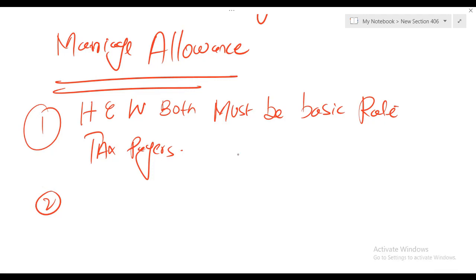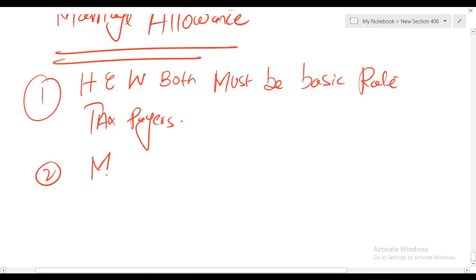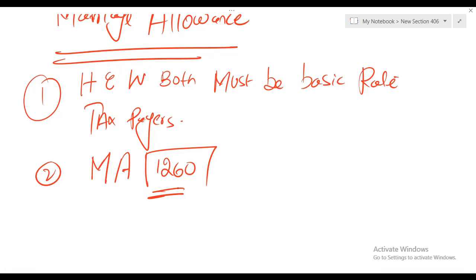Second, the marriage allowance is actually 1260. One partner can transfer 1260 of its personal allowance to another partner. Repeat. Marriage allowance means one spouse can transfer 1260 of its personal allowance to another partner. The transferor must transfer exactly 1260. You cannot transfer more than 1260. You cannot even transfer less than 1260.